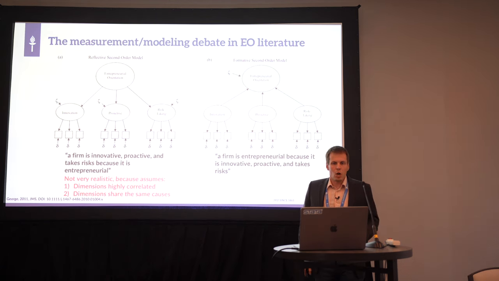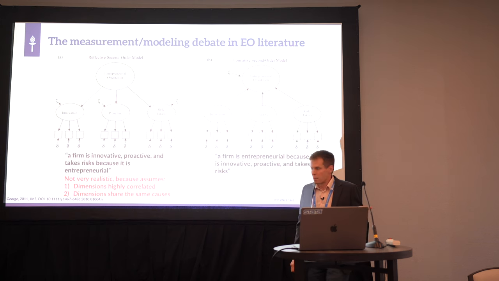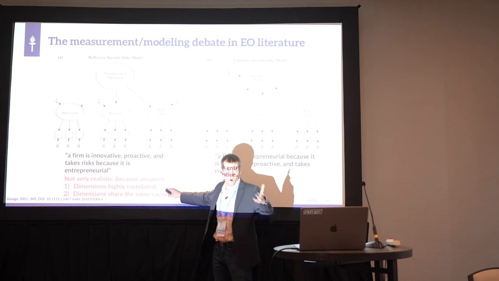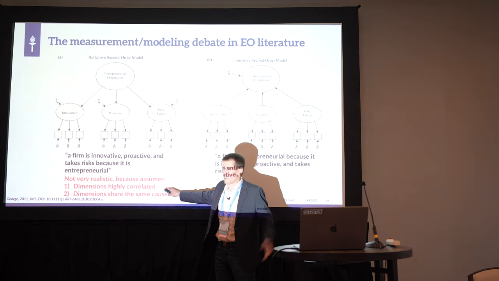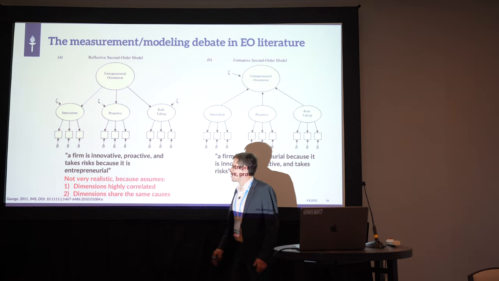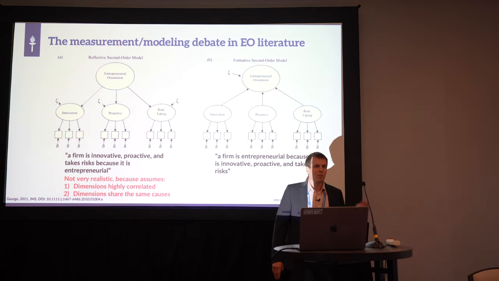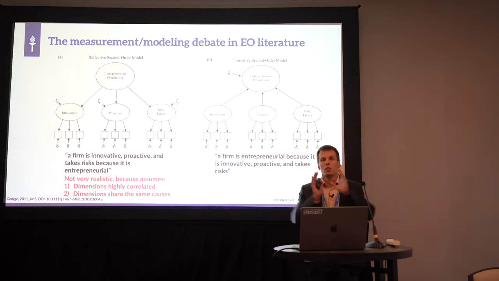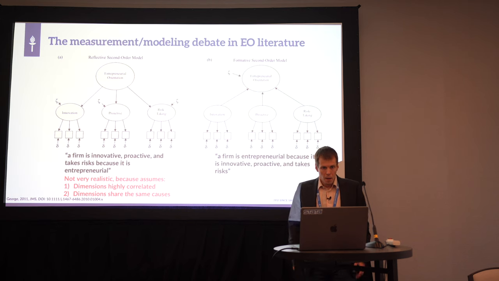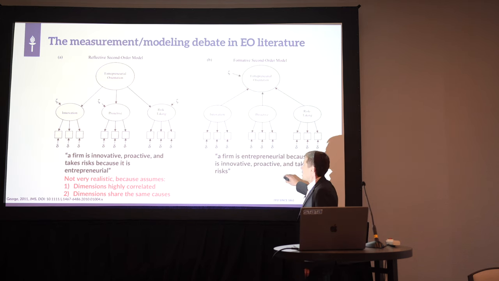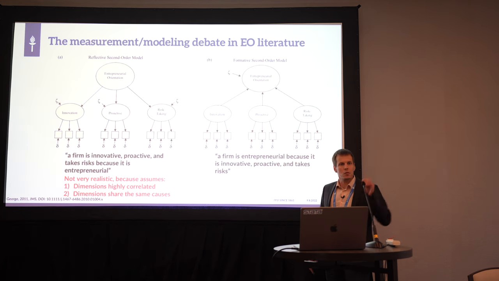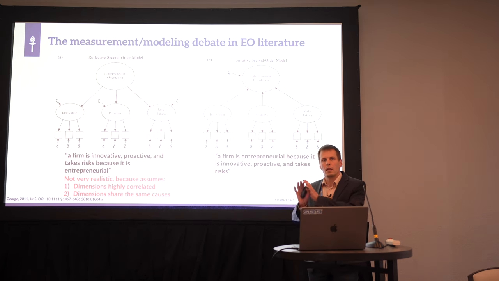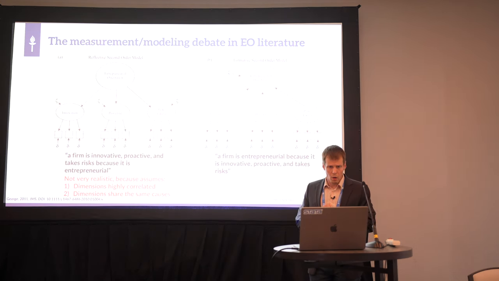The reflective model has received lots of criticism lately. It is not realistic because it assumes that the dimensions are highly correlated, but they are not empirically correlated. They are expected to share the same causes, which is not very realistic. Innovativeness has different causes than risk-taking, for example. They are not uniformly caused by the same things. So the formative model is gaining popularity, but there are issues that we talk about in this paper that have gone unnoticed in the formative modeling of EO.